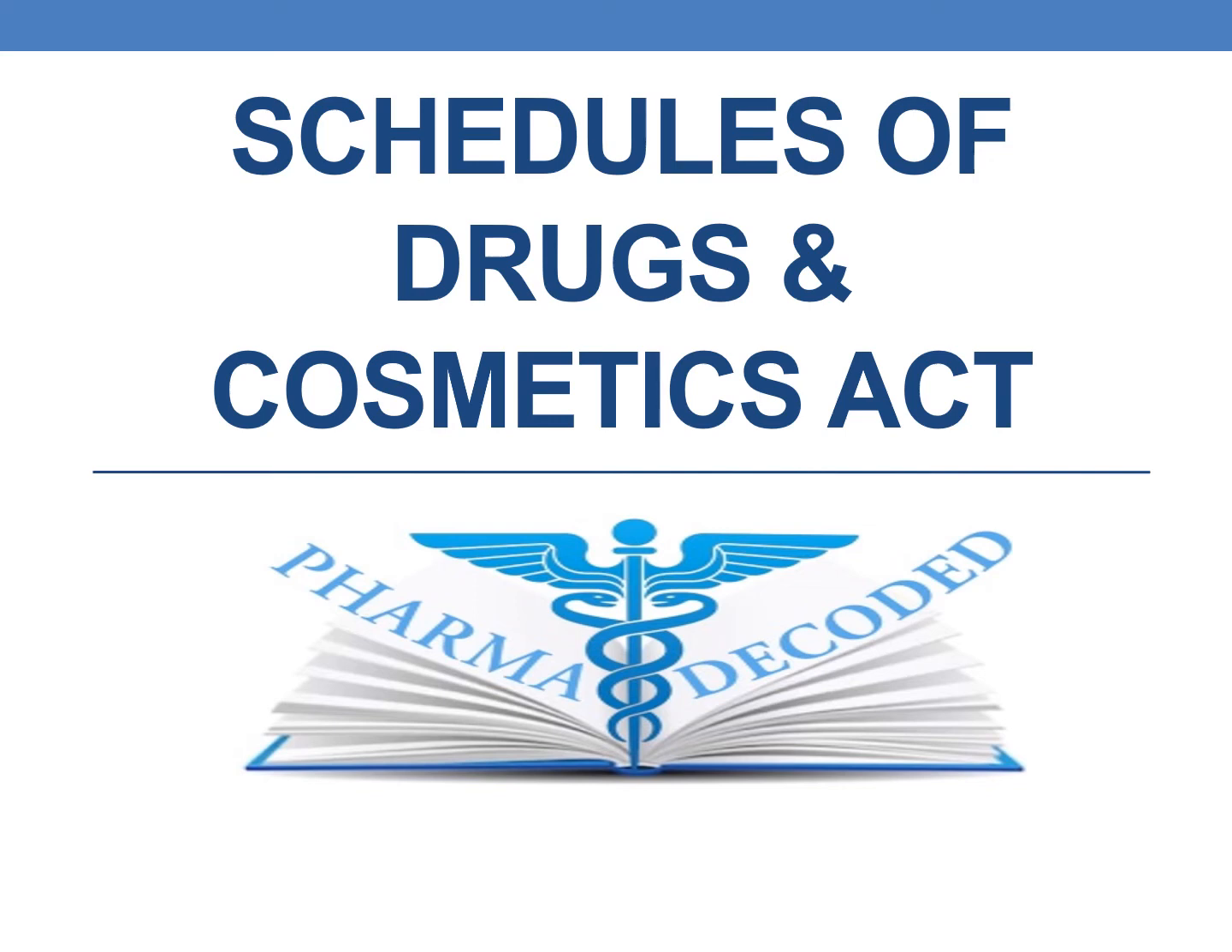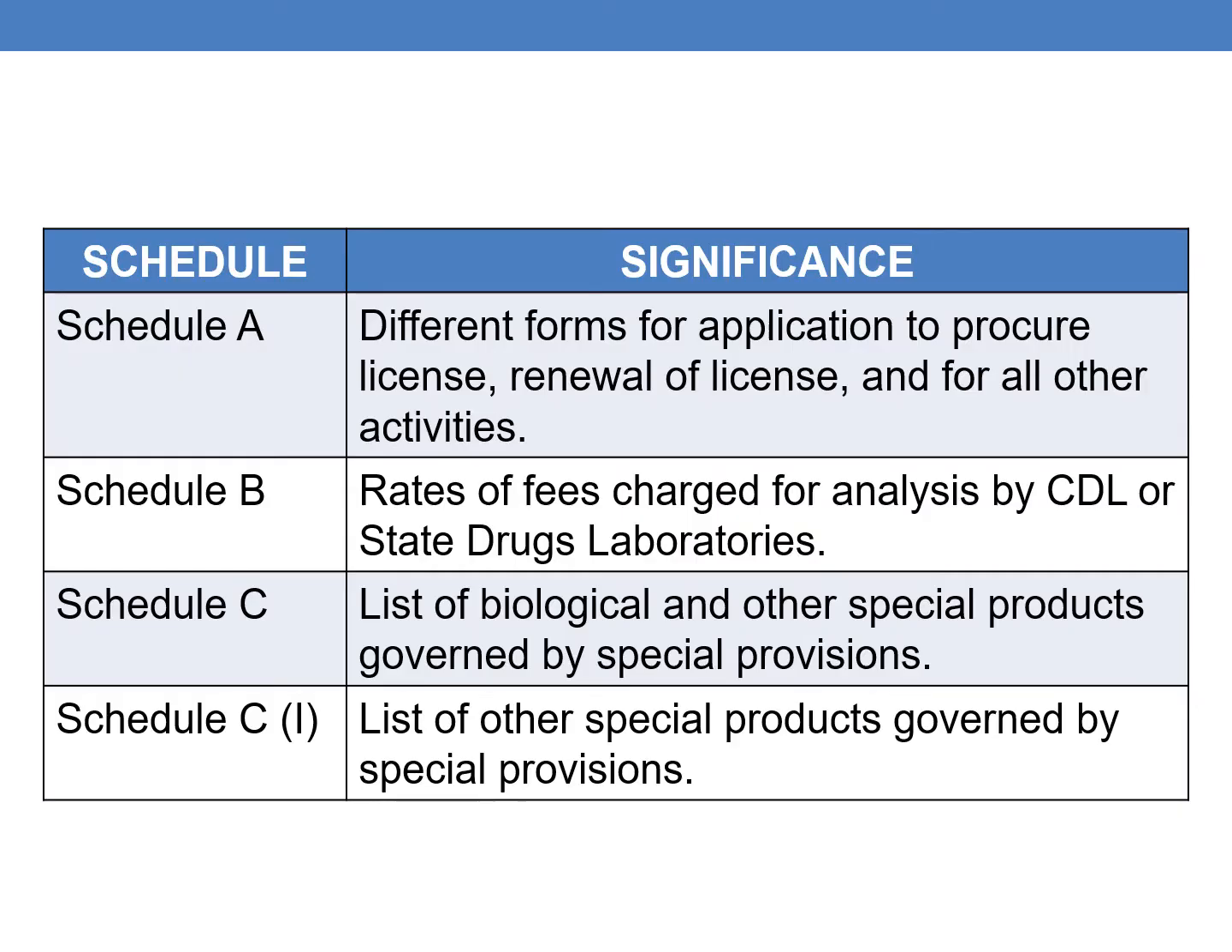Hello everyone, now let us discuss the Schedules of the Drugs and Cosmetics Act. Coming to Schedule A, it deals with different forms for application to procure the license, renewal of the license and for other activities. So Schedule A is a list of all different types of forms. Coming to Schedule B, it deals with the rates of fee charged for analysis by Central Drug Laboratory or State Drug Labs.